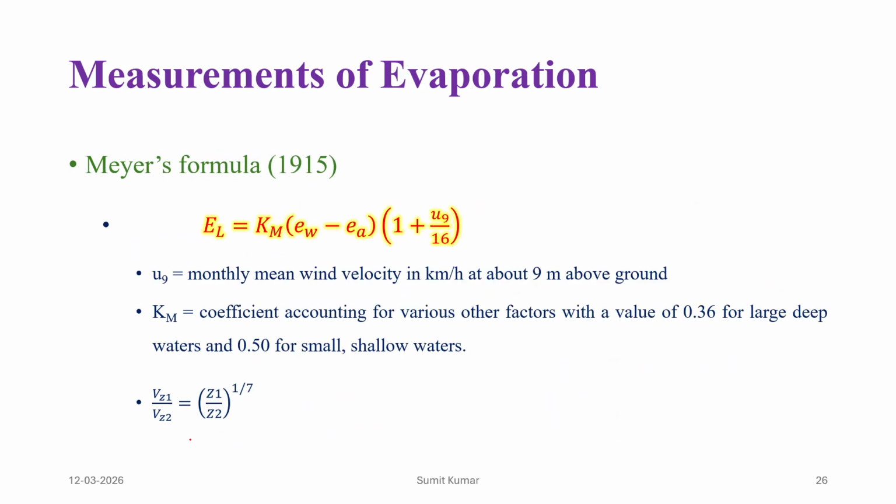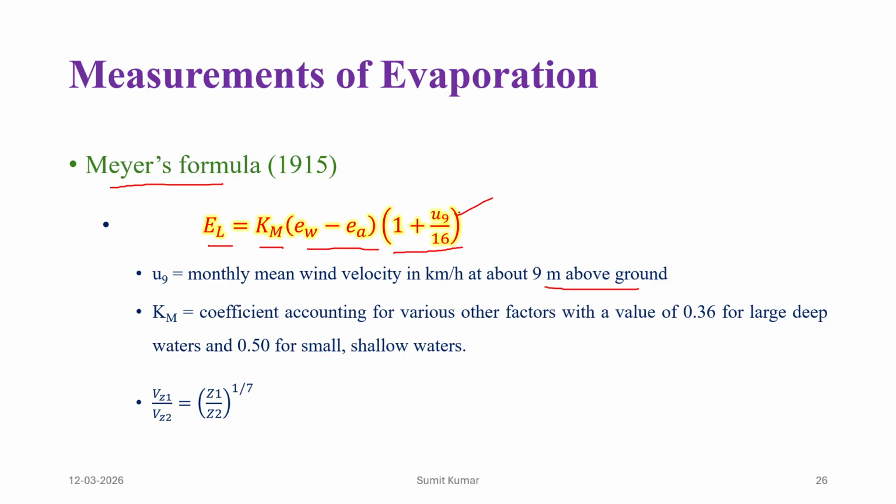Another formula is given by Meyer's. Building on Dalton's law, one of the most widely used empirical formulas is Meyer's formula, which states that EL is equal to Km into EW minus EA into 1 plus U9 by 16, where U9 is the wind velocity at 9 meters above the ground level.